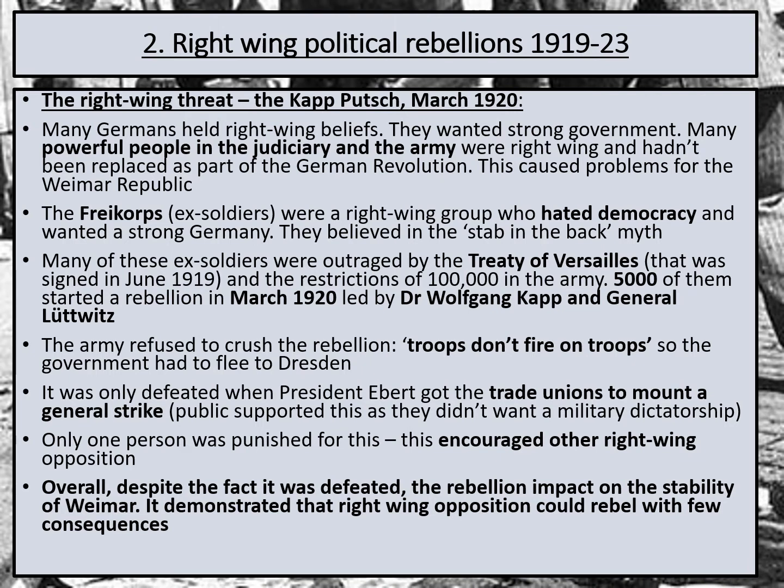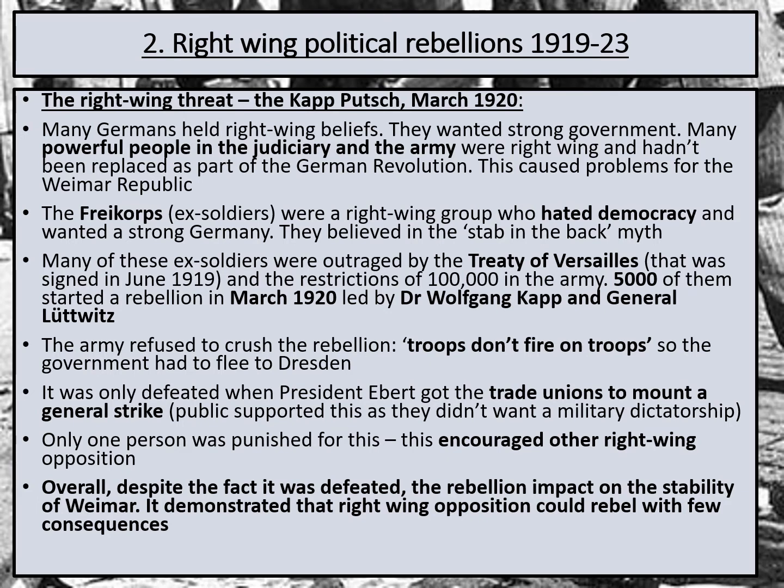The really important thing is that because the judges in the country were right-wing, they were incredibly sympathetic. Now, remember I said that 5,000 people took part in this rebellion. One person received a short prison sentence. There were no other punishments. And this, of course, encouraged right-wing opposition.